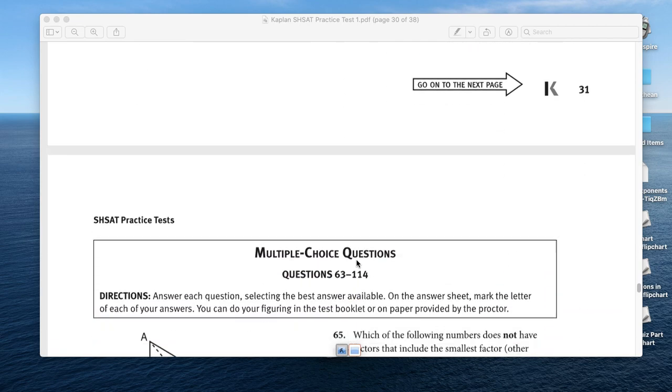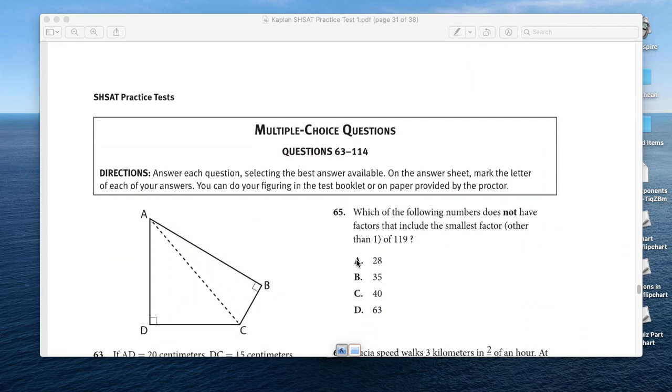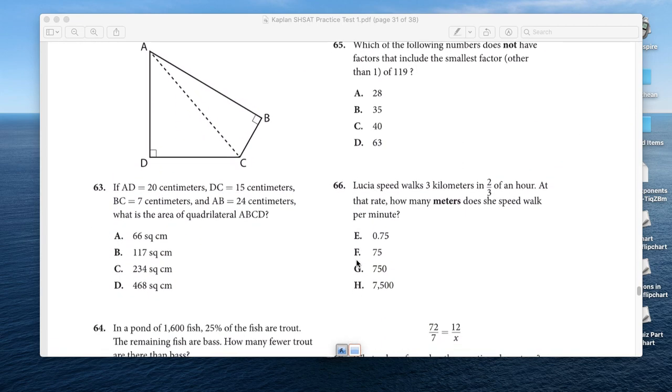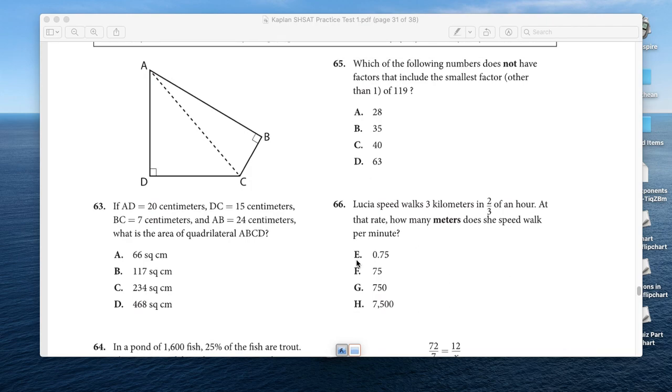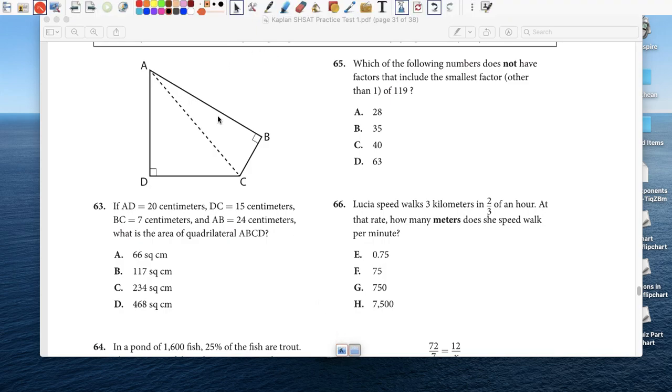60 something, 63. Oh, let me see which one. Yeah, 63. So again, I go back to anything anytime I can label or I can draw, especially in a question like this. They give us information, so I'm going to automatically start putting the numbers where they belong.